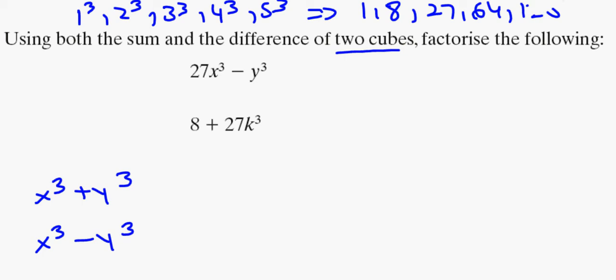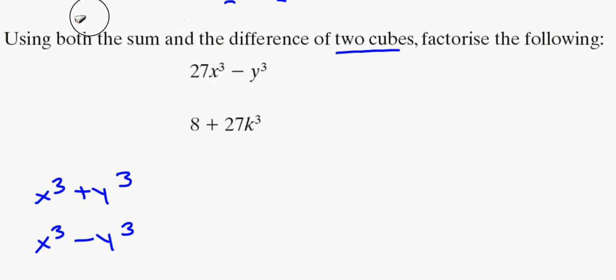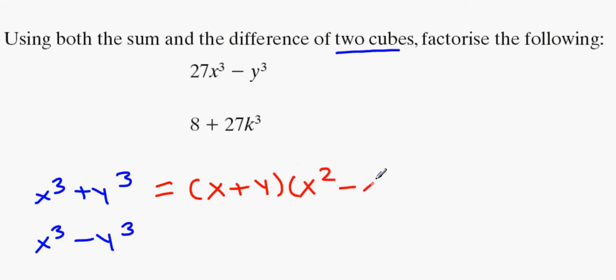So we'll begin. The next thing I'm going to do is write down a formula. This formula isn't going to be given in the test, so you've got to know it off by heart, okay? So the formula is this. x cubed plus y cubed is going to be x plus y, brackets, x squared minus xy plus y squared.